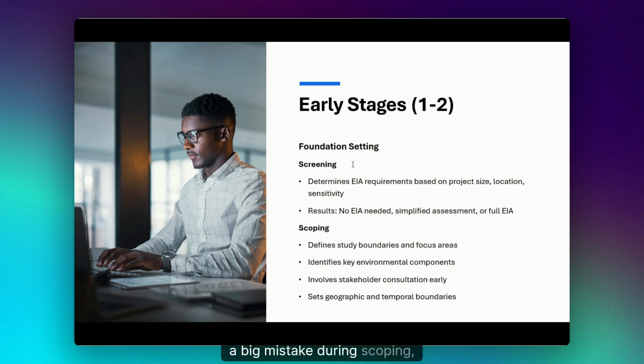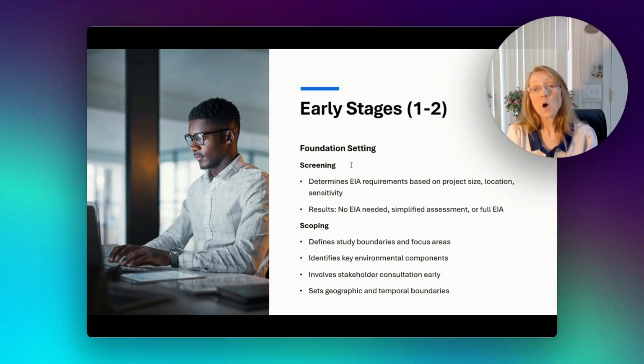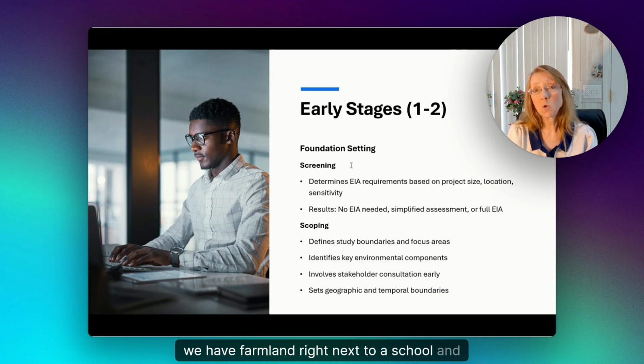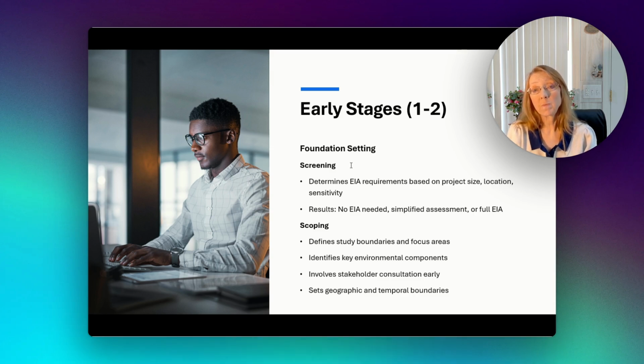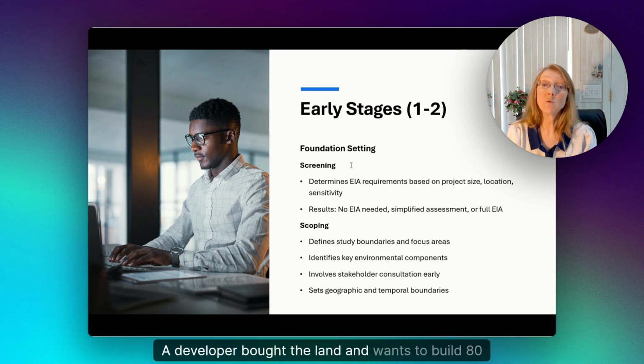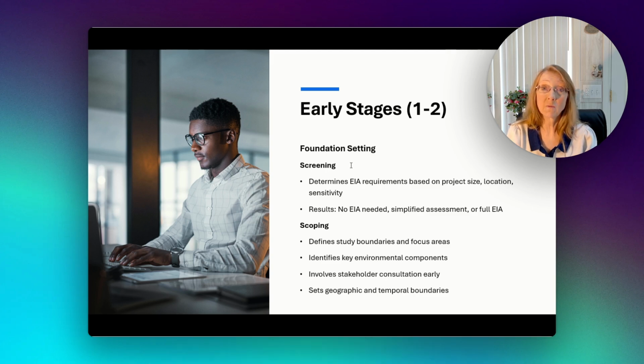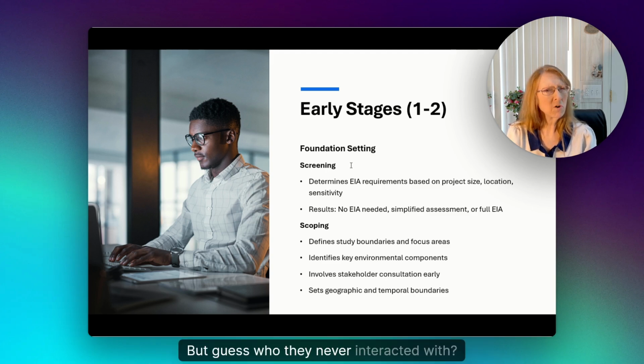A big mistake during scoping is neglecting that community engagement. This issue was actually hanging up a developer in my community. We have farmland right next to a school and suburban neighborhoods. A developer bought the land and wants to build 80 houses there. But guess who they never interacted with?